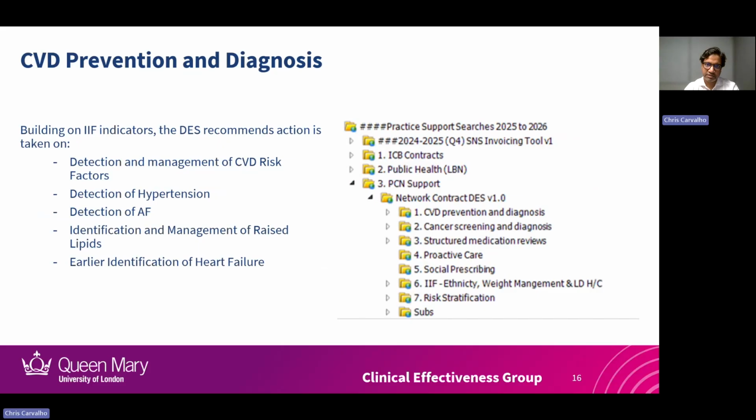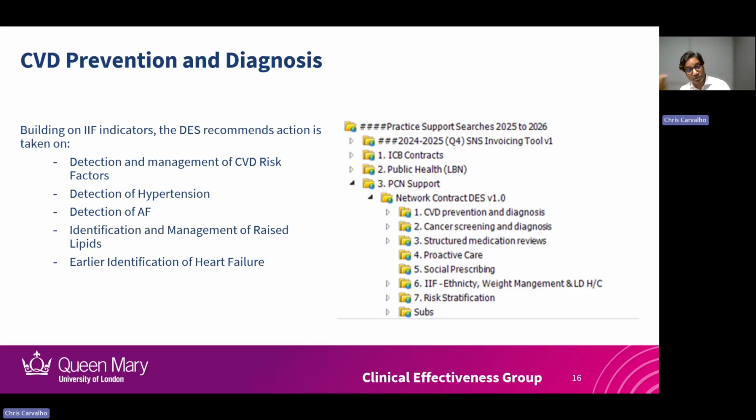Coming on to those bullet points, I'm going to take them one by one and give you a bit of an overview as to what the ask is and what there is in support. So in CVD prevention, breaking that down further, we've got an ask to look at the detection and management of CVD risk factors, the detection of hypertension, detection of AF, the identification and management of raised lipids, and earlier identification of heart failure. What we've created, and then you'll see it in the support searches, is a folder for the network contract DES, which has all of the searches pulled together.